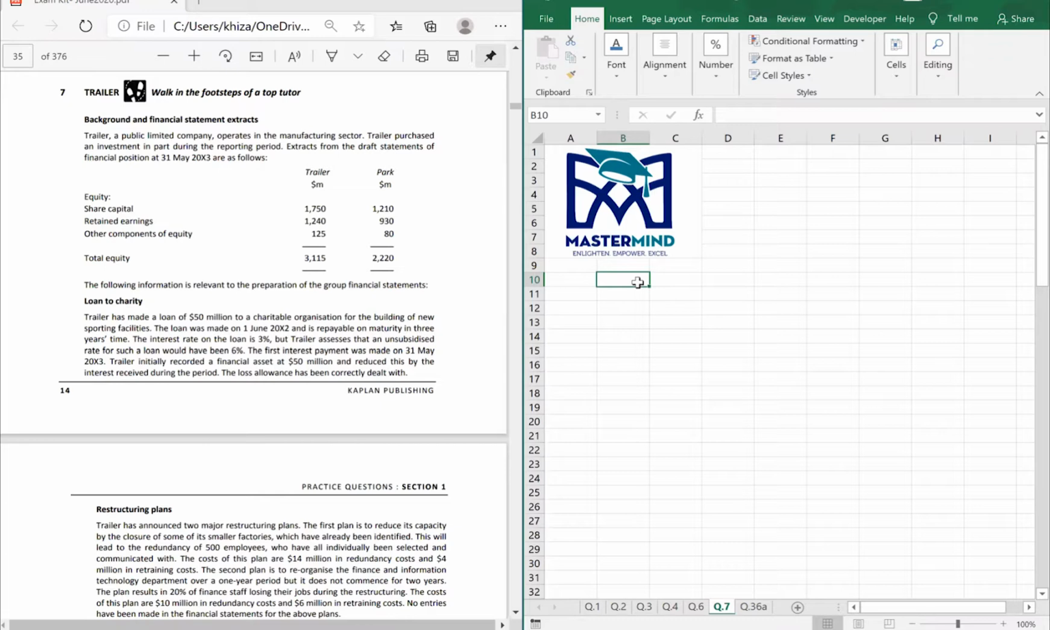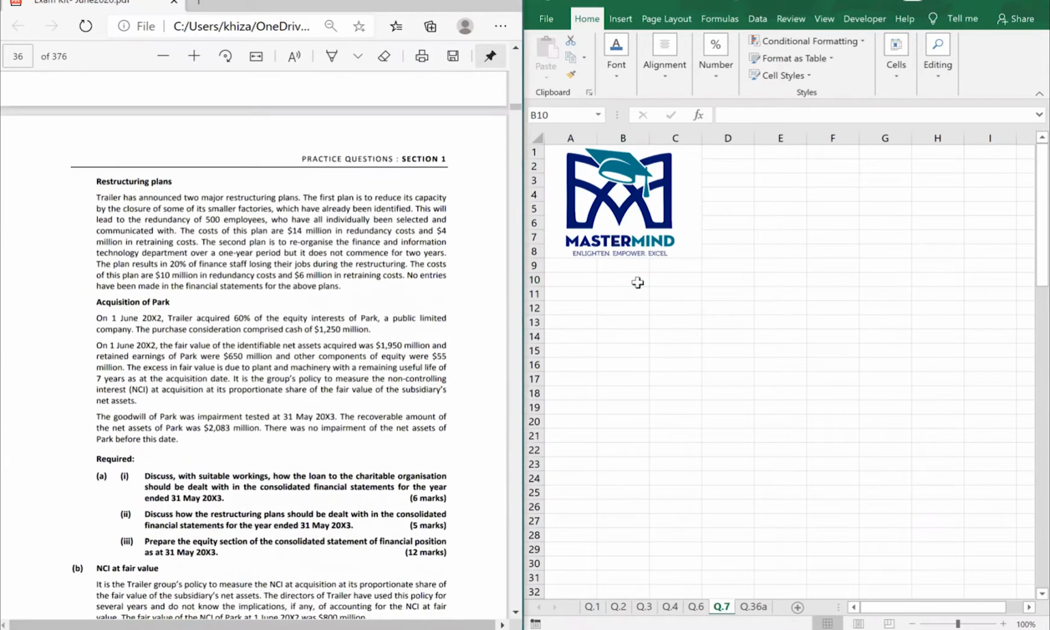And as for Section A questions, the strategy that I've recommended is to read the requirement first and then read the information from the question. Obviously not the entire information, but the information that caters to your requirement, that you feel will cater to your requirement.